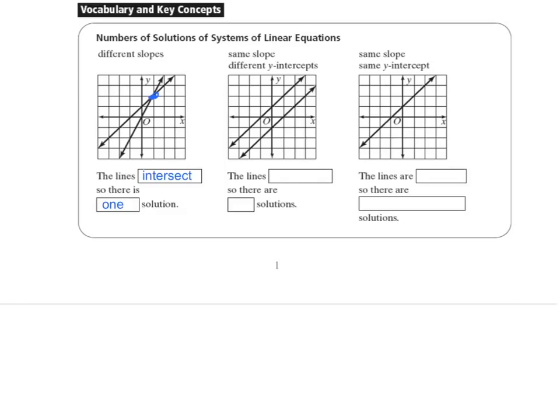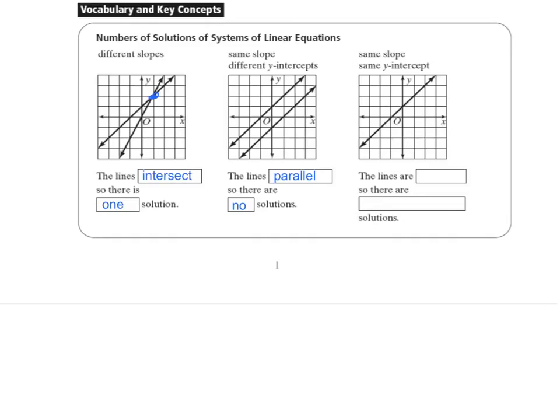Let's look at the graph in the middle. It has the same slope, different y-intercepts. When the slopes are the same but the y-intercepts are different, the lines are parallel, so there are no solutions. They don't intersect, there's no solution here.